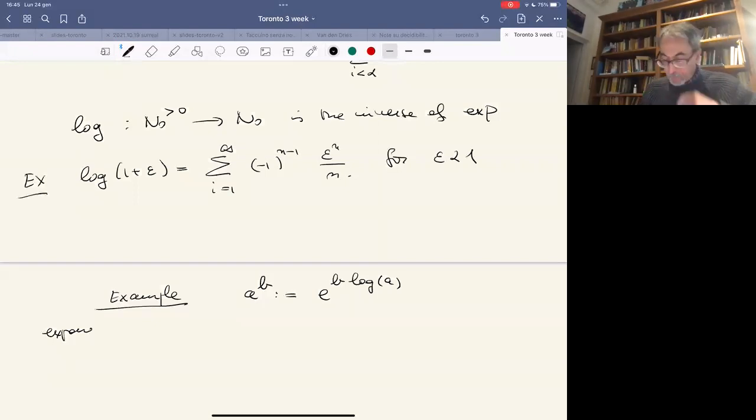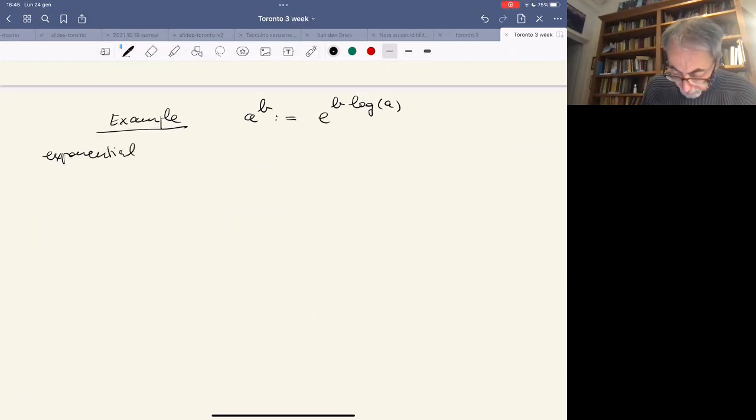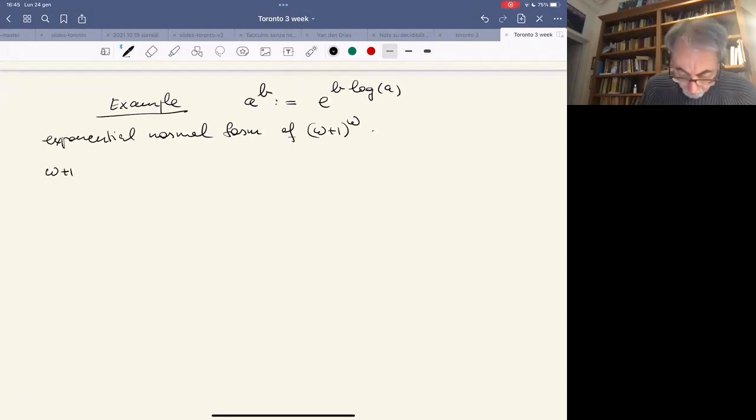Exercise. Example, and then I finish with this example. Let's compute the exponential normal form of omega plus one to the omega. Omega plus one to the omega is equal to exp of omega log of omega plus one.